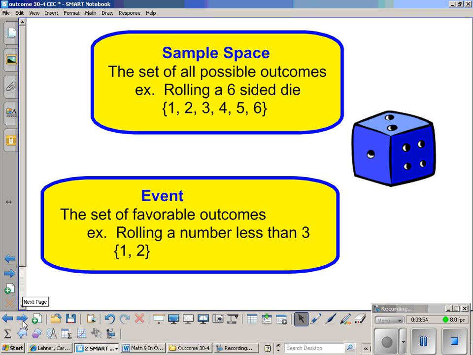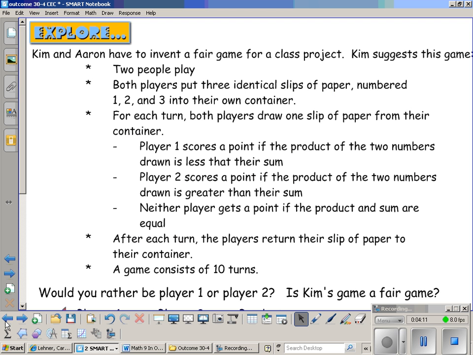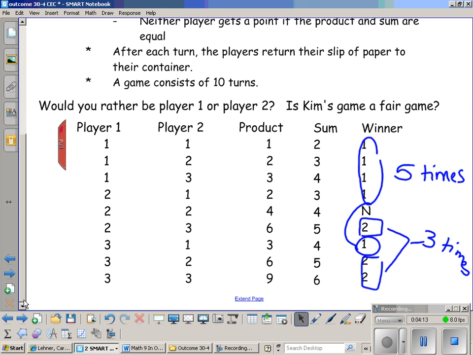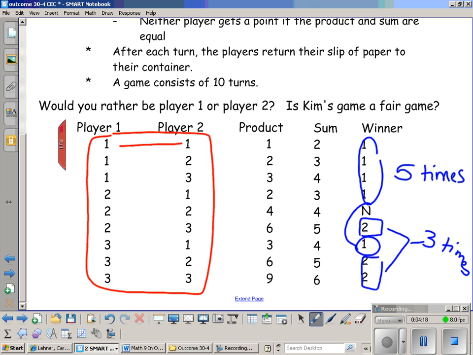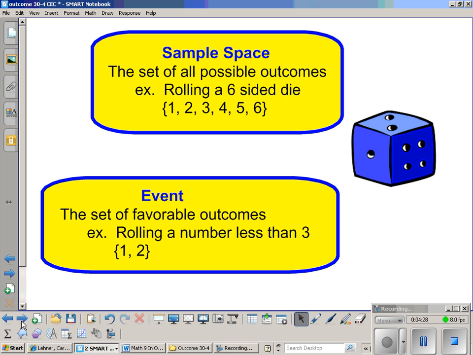Sample space is the set of all possible outcomes. For example, if we rolled a 6-sided die, the sample space would be 1, 2, 3, 4, 5, 6. In the previous Explore that we were looking at, the sample space would have been all of these possibilities. So player 1 could have had a 1, player 2 could have had a 1. Player 1 could have had a 1, player 2 could have had a 2, etc. That would have been your sample space for this question.